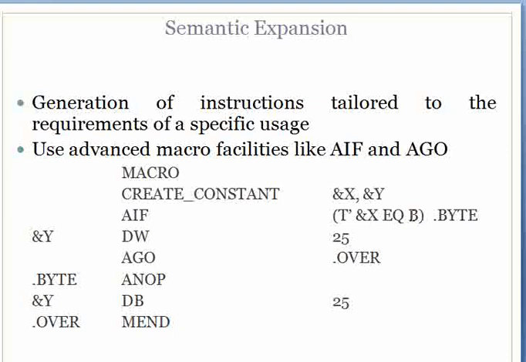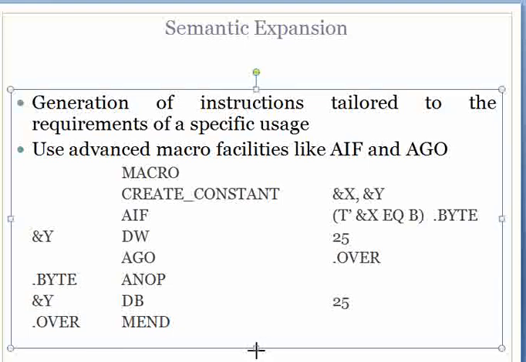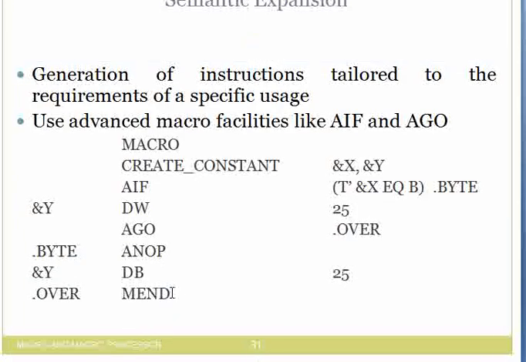But if the type associated with this formal parameter x is not a byte, then it will declare y as a word, and then jump, because of this AGO statement, to the line where .over appears as a label, so it will go to MEND. When I say I'm checking the type associated with the parameter x, that means during the macro call, whatever actual value is passed.